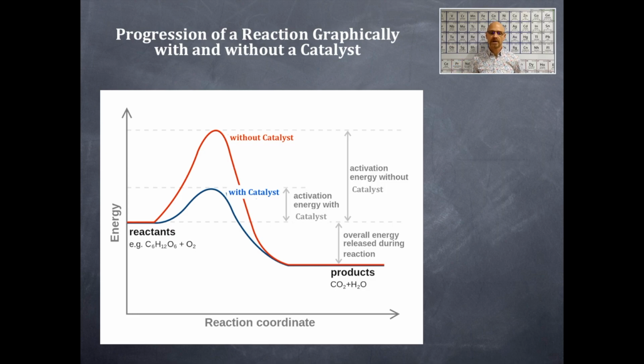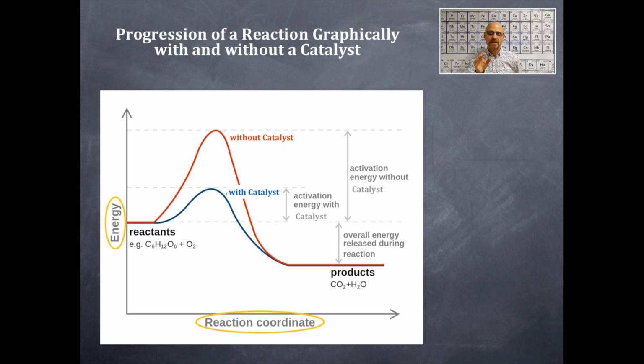Very important here. So I'm going to delineate all the parts of this graph. Take a look at this graph here. On the far left-hand side, we've got energy. That's on our y-axis. On our x-axis, we have the reaction coordinate. So this is an energy versus reaction coordinate graph, if you will.